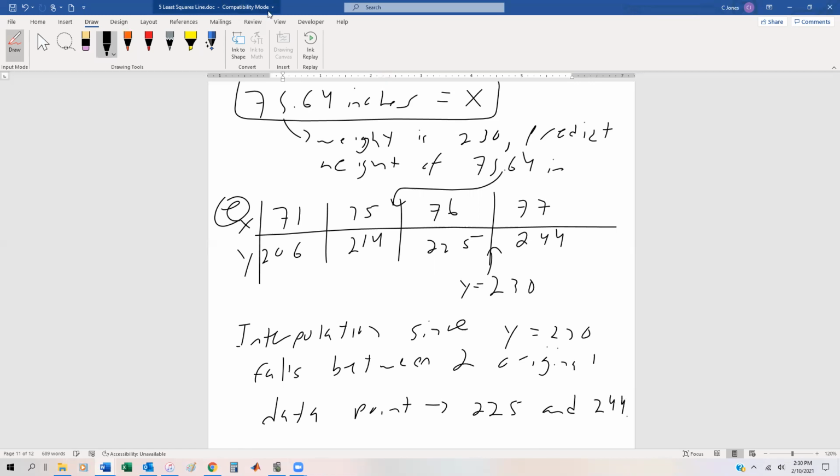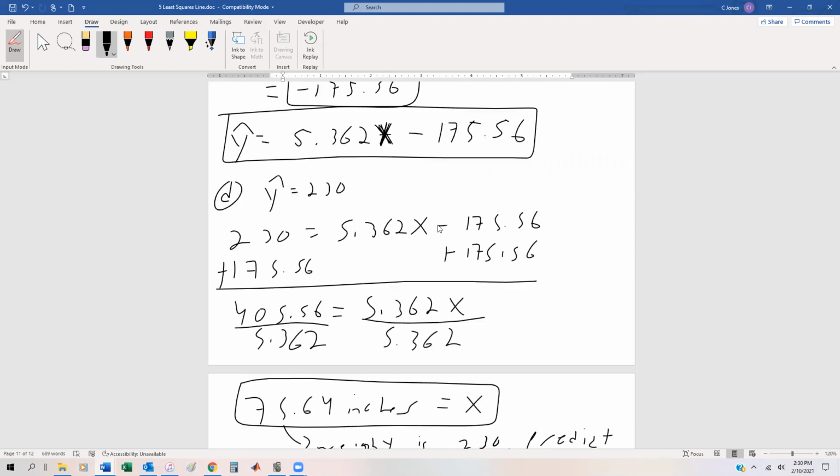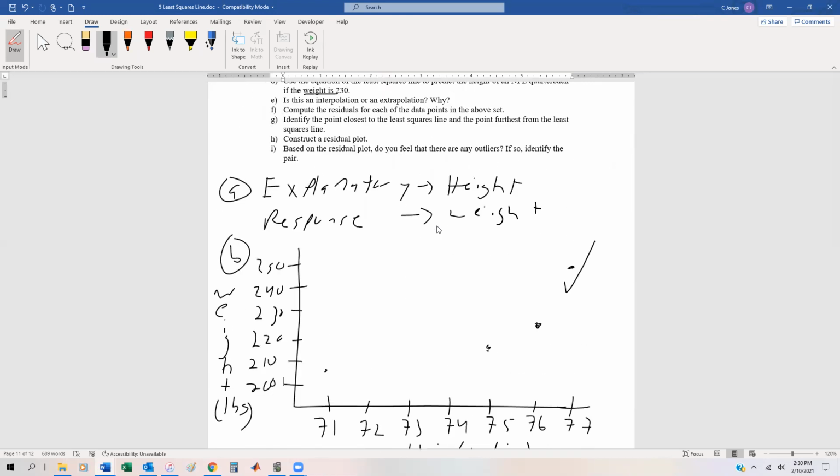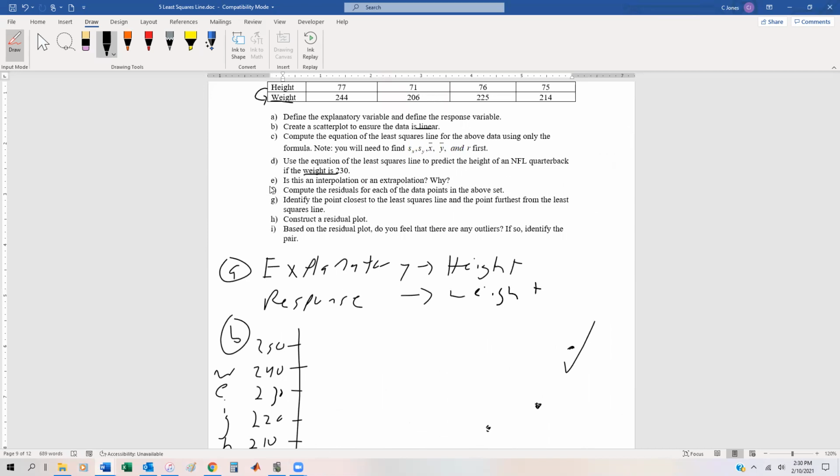All right, so that takes care of everything except for the residual. And I'm going to take care of the residual in another video where we go through, we compute the residuals, we identify the point closest and furthest, make a residual plot, and then based on the plot, determine if there's outliers.